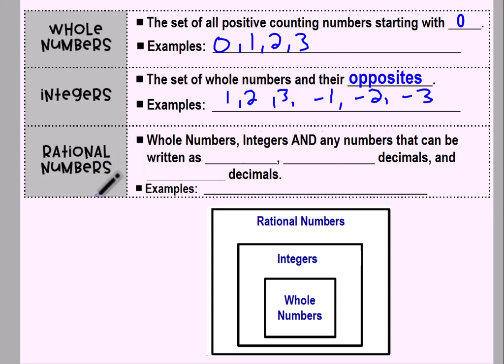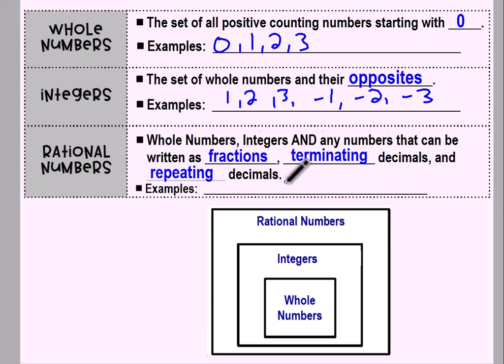And then we have the rational numbers. So you've actually worked with rational numbers. You just didn't know that they were called rational numbers. But rational numbers are going to include all of the whole numbers, all of the integers, and any number that can be written as fractions, terminating decimals, and repeating decimals. So let's talk about these.